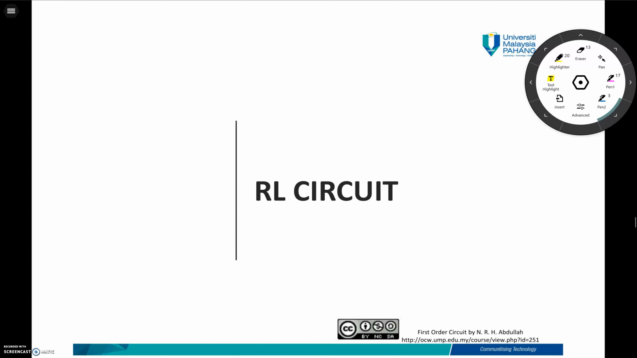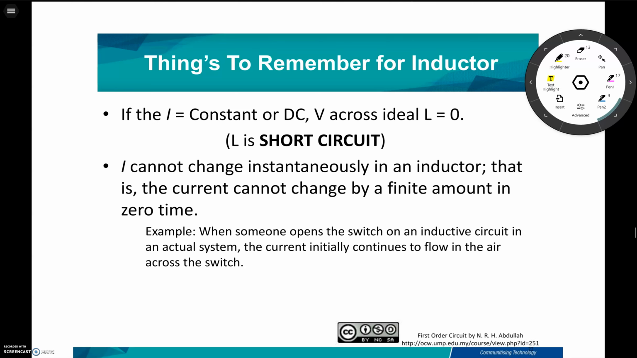RL circuit. Things to remember for inductors: if the current is constant or DC, the voltage across an ideal L is equal to 0, and then L is a short circuit. The current cannot change instantaneously in an inductor, that is, the current cannot change by a finite amount in 0 time. For example, when someone opens the switch on an inductive circuit in an actual system, the current initially continues to flow in the air across the switch.